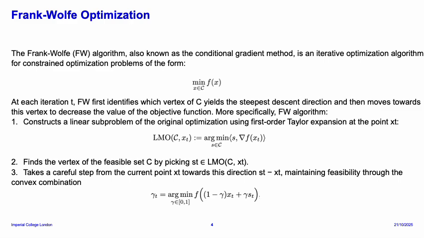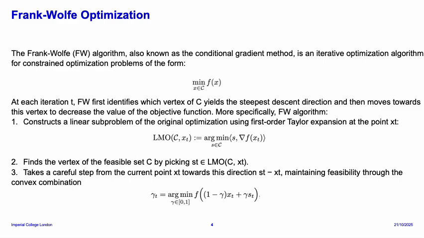little bit about the background of what Frank-Wolfe optimization is. The Frank-Wolfe algorithm, also known as the conditional gradient method, is an iterative optimization algorithm for constrained optimization problems. At each iteration, Frank-Wolfe first identifies the vertex in the constraint set that yields the largest descent direction, and we move towards that vertex by updating our x accordingly.